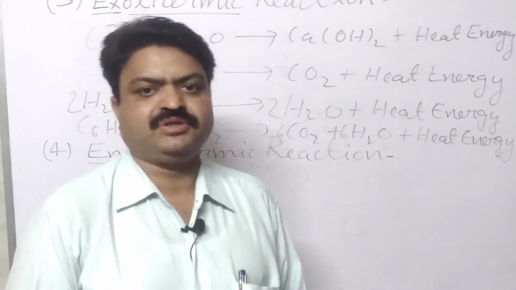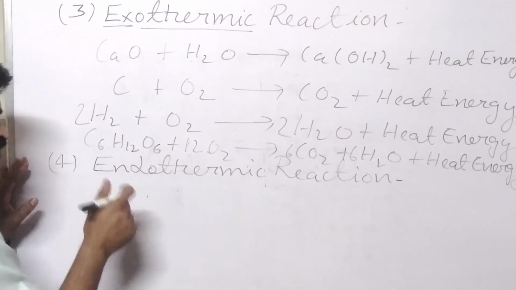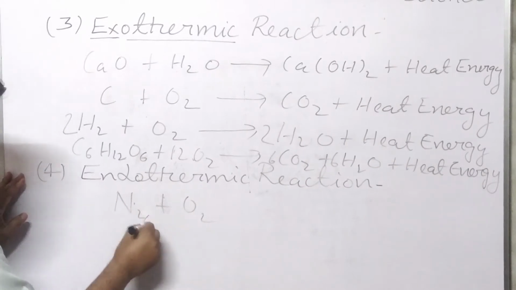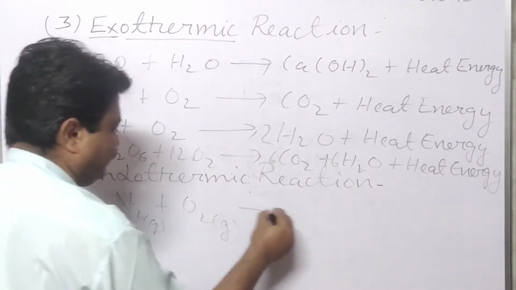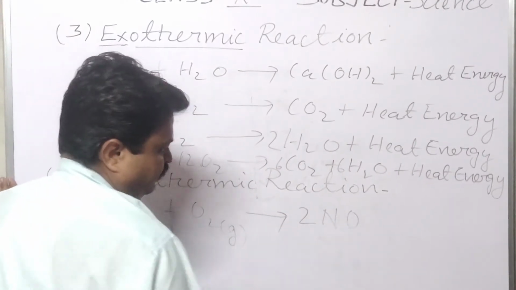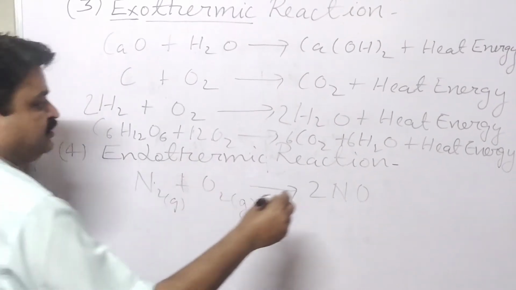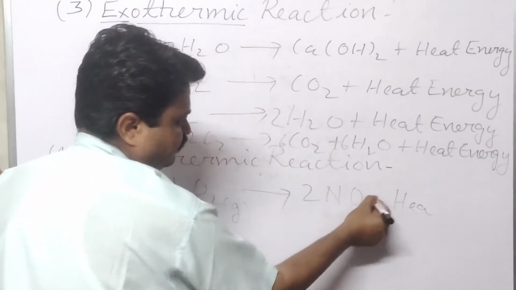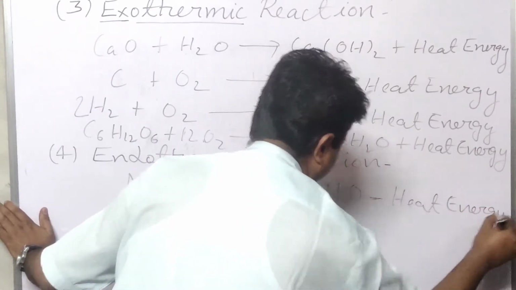Now we will discuss the endothermic reaction, student. In the endothermic reaction, N2 plus O2, means nitrogen gas and oxygen gas, when they react with each other, then what do they produce? They produce 2NO, nitric oxide. It is an endothermic reaction because in this heat energy is absorbed. You can write this with the help of a negative sign, heat energy. Heat energy is absorbed here.